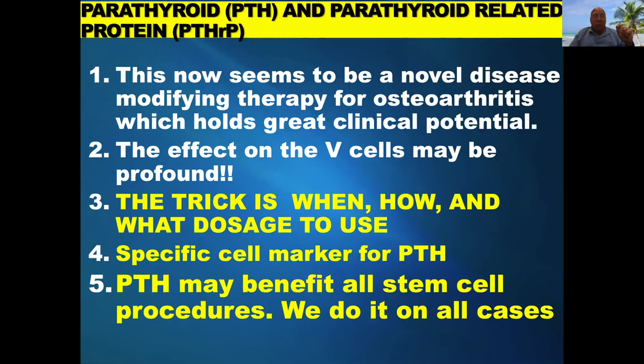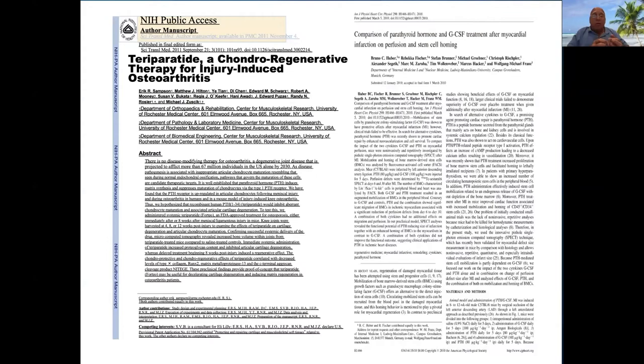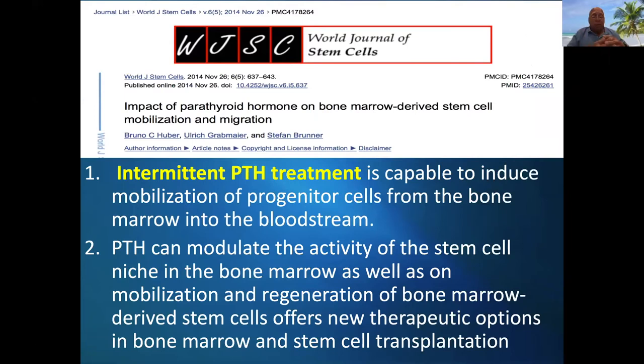Here's an article from NIH, and what they say here is that parathyroid hormone, basically a tetrapeptide, is a chondroregenerative therapy for injury-induced osteoarthritis. So PTH can intermittently actually help chondroregeneration. Here's some more interesting things about it. Intermittent PTH causes mobilization of progenitor cells from the bone marrow into the bloodstream. So not only are you going to get more stem cells in your bloodstream, you're also going to get a very good effect on regenerating articular cartilage.